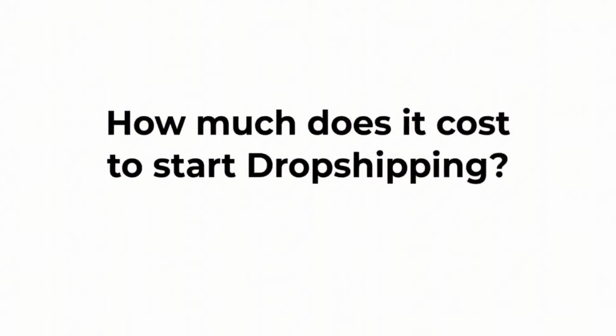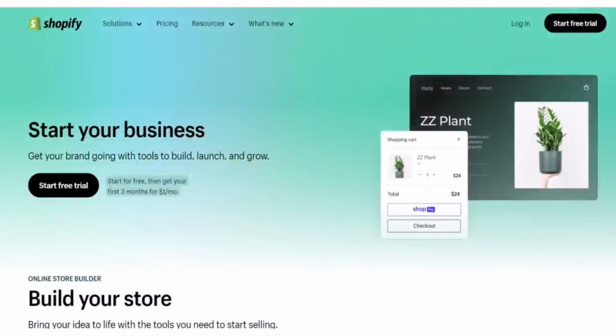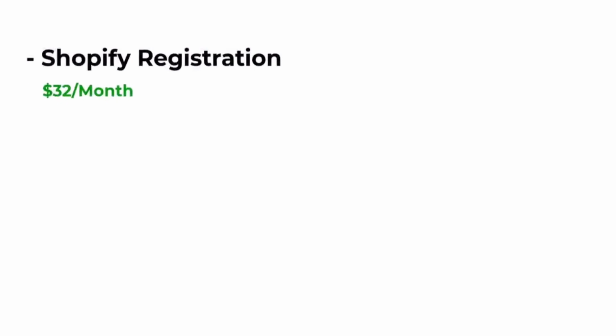How much does it cost to start dropshipping? The first major cost is Shopify registration. In order to build a dropshipping store, you need a platform to host your website, and the best platform is Shopify, which is used by 99% of dropshippers. It costs $32 per month, but I have a special deal for you, which is $1 per month for the first 3 months, so you can start making money before you pay anything. Make sure to follow through this tutorial to get this amazing deal.